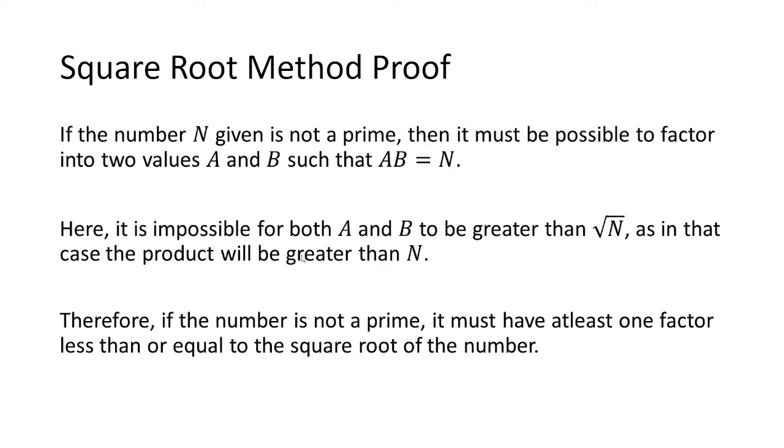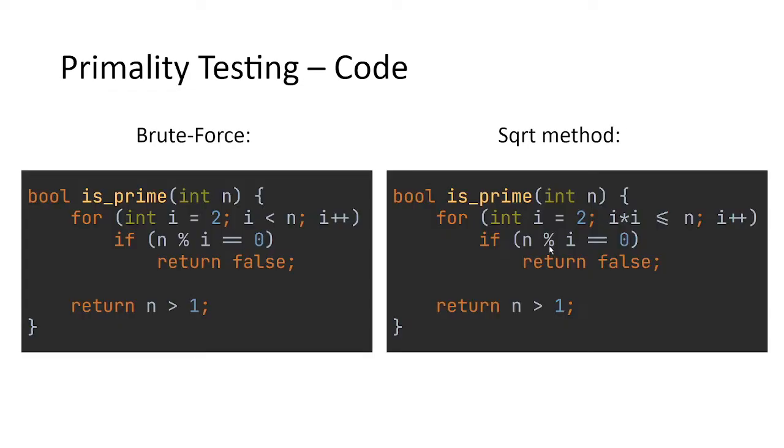Therefore, one of these two numbers has to be smaller than root n, because otherwise the product will be greater than n, and the other factor will be greater than root n. So even if we check only from 2 to root n, we'll get one factor if the number is composite, and we'll get n mod i equal to 0. So all we need to do is check up to root n, and this reduces our time complexity from n to root n.